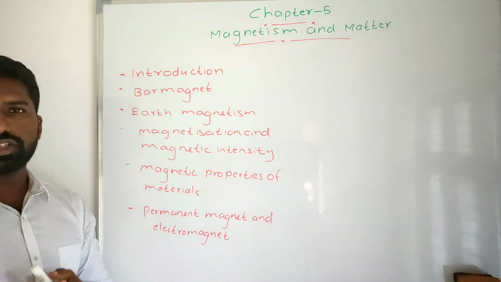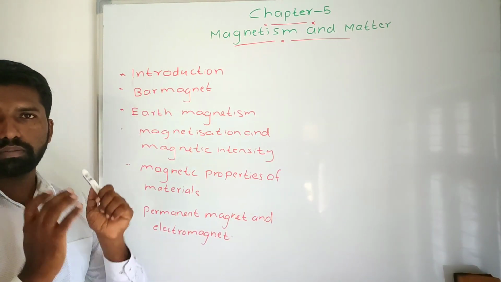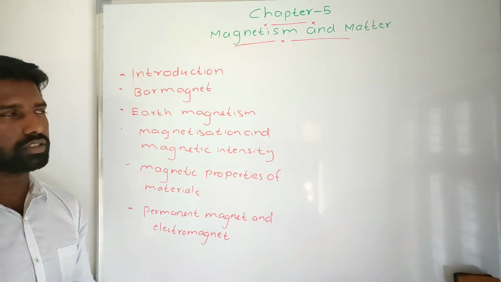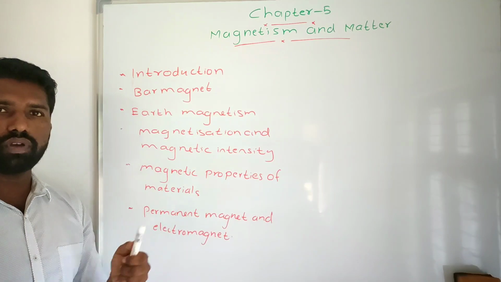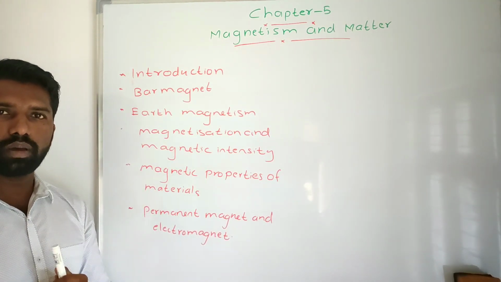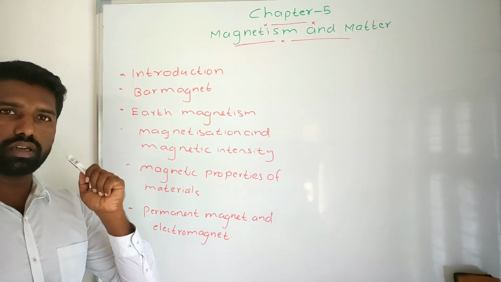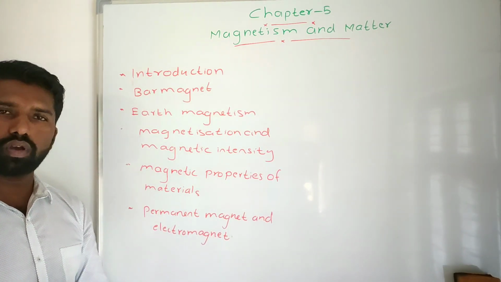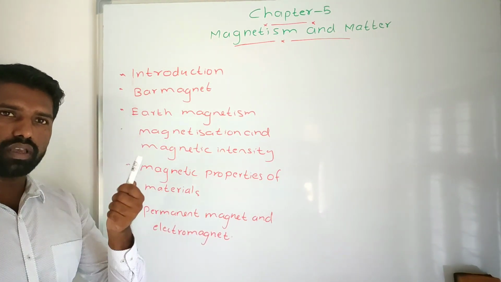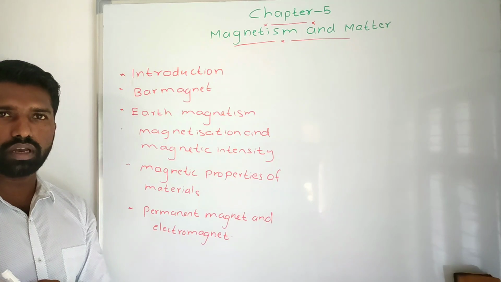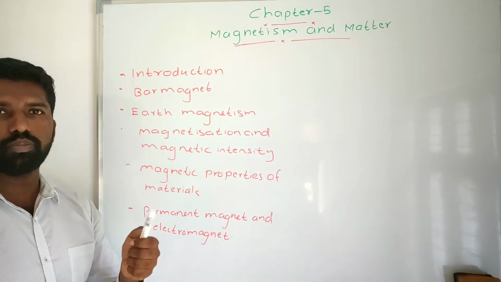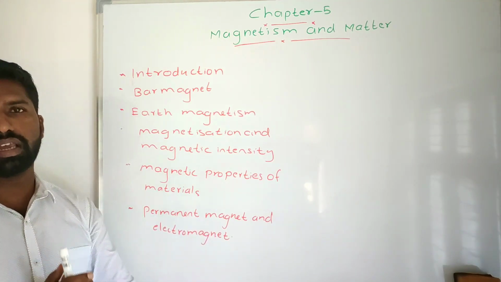In the introduction part we are going to study the history of magnet and the properties of magnet. In the bar magnet, we are going to study the magnetic field lines and what will happen if a magnet is placed in a uniform magnetic field, and Gauss law in magnetism. Then we will study earth magnetism. There we will study why earth possesses a magnetic field, and the magnetic elements of the earth, that is the declination, dip and horizontal component of the earth's magnetic field.